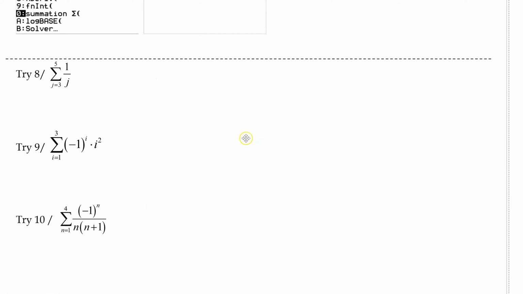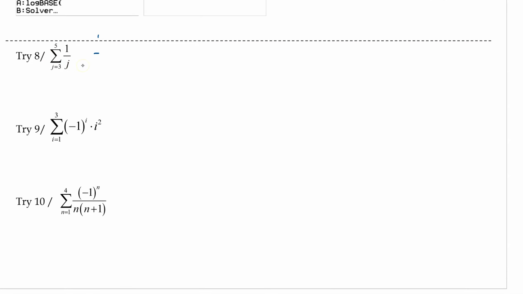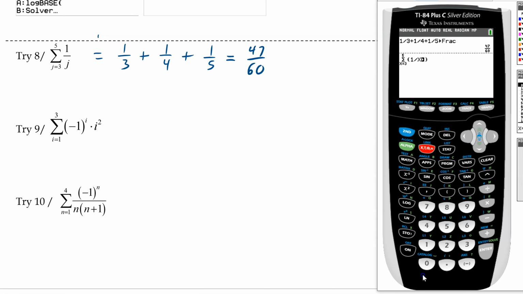So let's try a few. So here we're plugging in 3 for our j, and then 4, and then we stop at 5. So this would be 1 over 3, plus 1 over 4, plus 1 over 5. And then that equals 47 out of 60. And then we check with our calculator. You can see it is 47 out of 60.